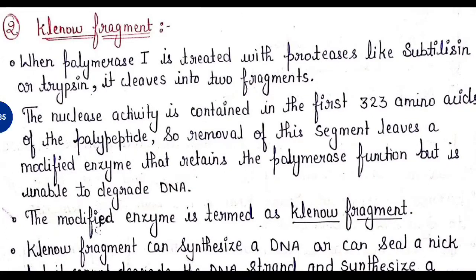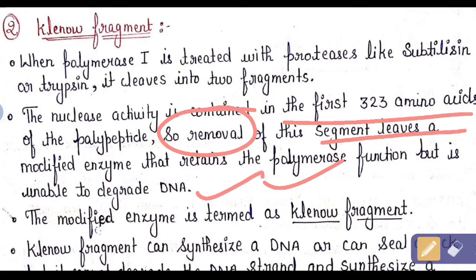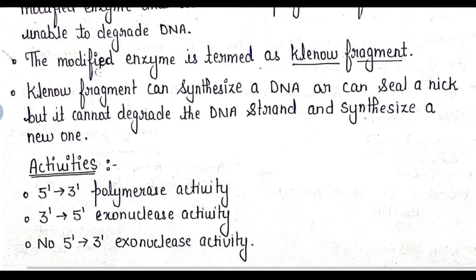So the nuclease activity is contained in the first 323 amino acids of the polypeptide. The removal of this segment leaves a modified enzyme that retains only the polymerase function but is unable to degrade the DNA. The modified enzyme is known as Klenow fragment, and Klenow fragment can synthesize DNA or seal a nick, but it cannot degrade the DNA strand and synthesize a new one.